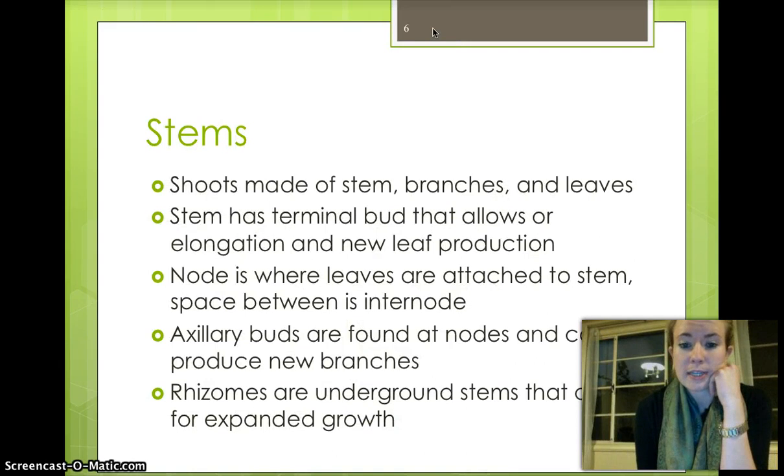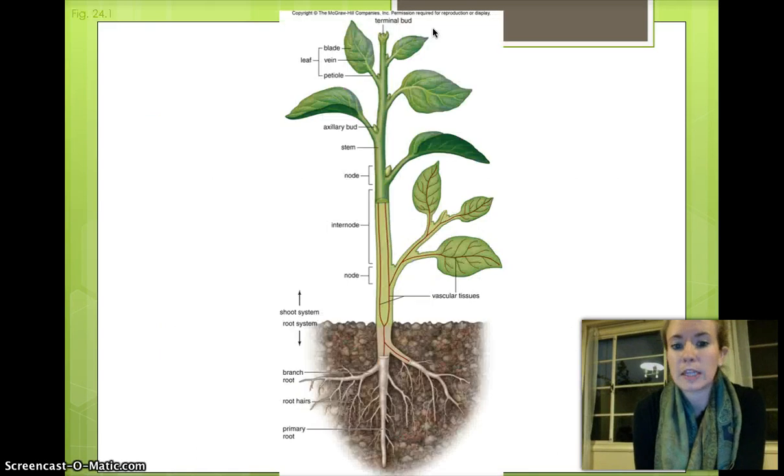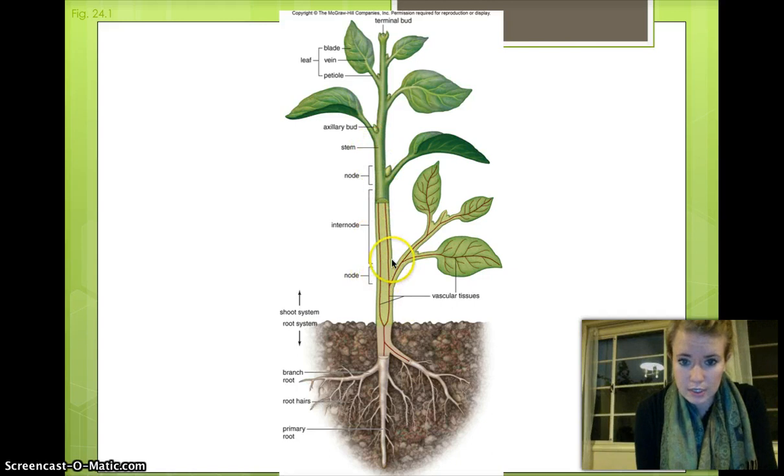A node is where leaves are attached to the stem, and the space between them is the internode. Inter means in between, so the internodes are the spaces in between the nodes. So right here is a node, because that's where this branch is attached to the stem. And so in between here is the internode, just like it's labeled right here. This is the internode, and here's another node.